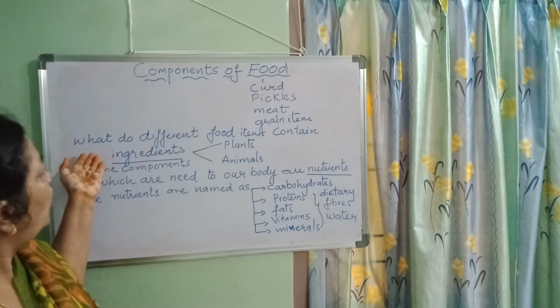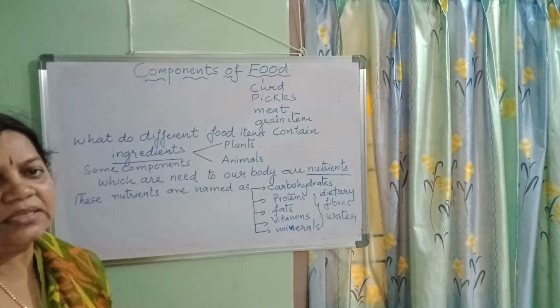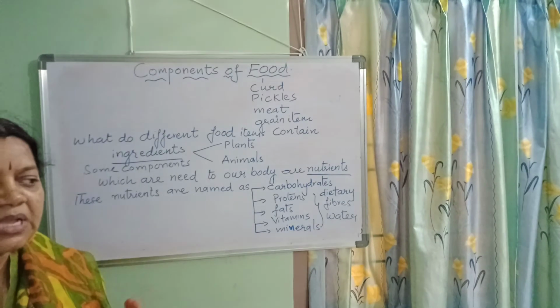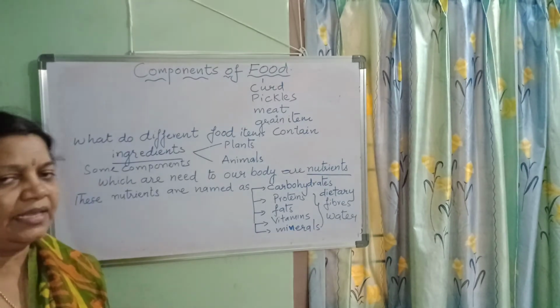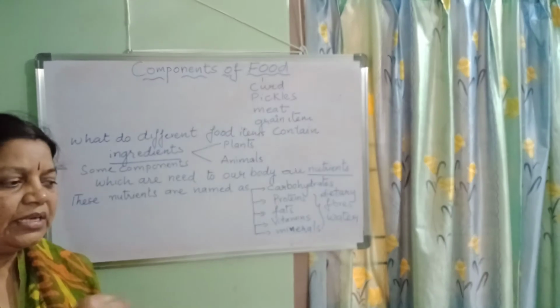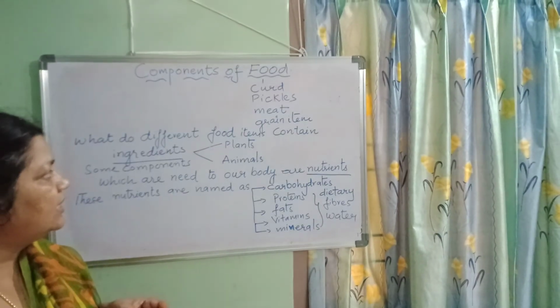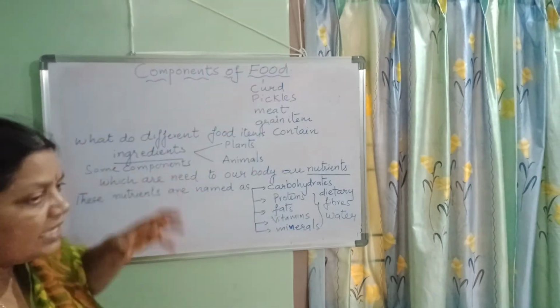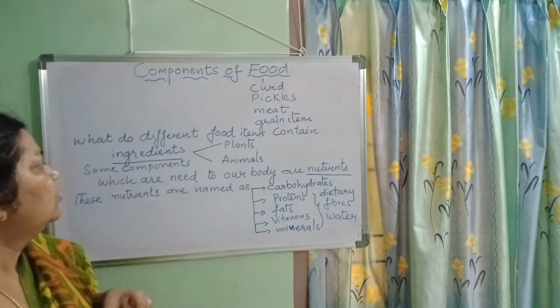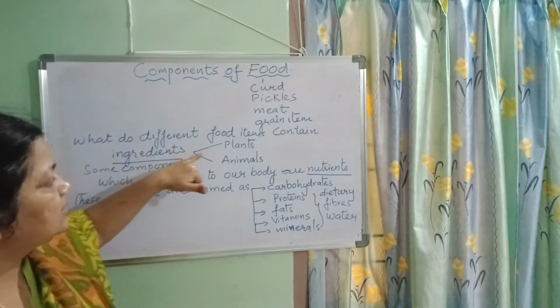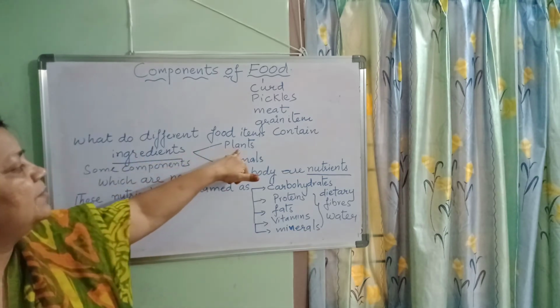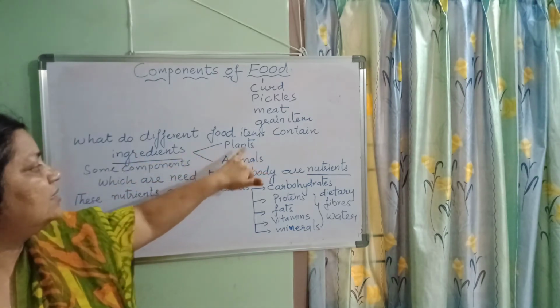So what do the different food items contain? The food items contain different ingredients present in them. Different ingredients are mixed together to make the food. The main source of these ingredients is plants and animals.